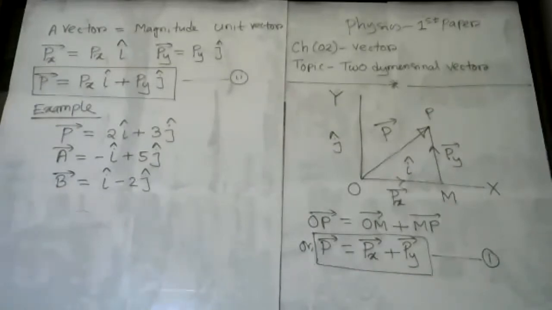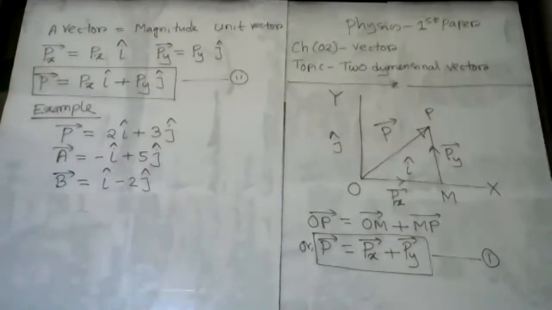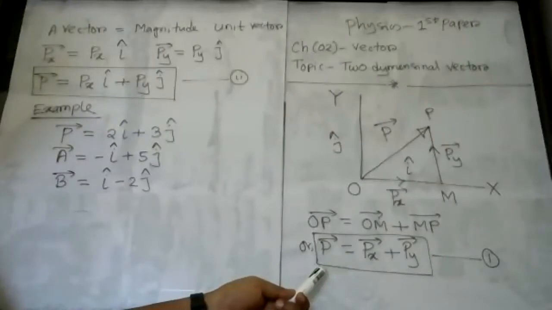Now what is the magnitude of the x component of this vector? That is Px. And you see that i hat is acting along the x-axis. So this is Px i hat. And then you see what's the value of Py? This is Py j hat. Now you can say, sir, how can I find out equation number 2? By putting down these values of Px and Py in equation number 1, you can get equation number 2.